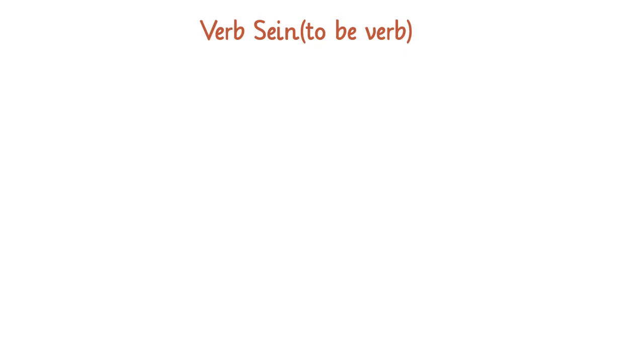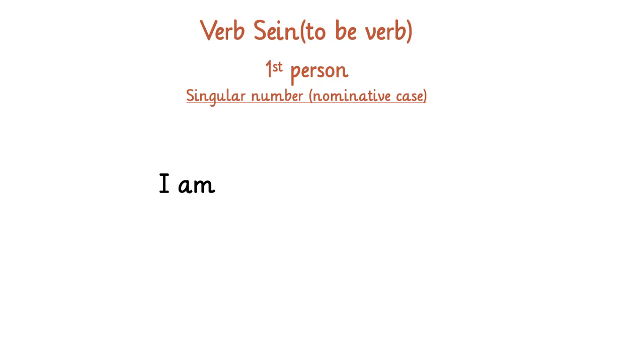At the beginning, we have first person, singular number of nominative case. In English, we say I am, and in German, we say ich bin. And we have some examples for this. The first one is I am a boy. In German we say ich bin ein Junge. Please repeat after me. Ich bin ein Junge. Here a means ein and boy means Junge.